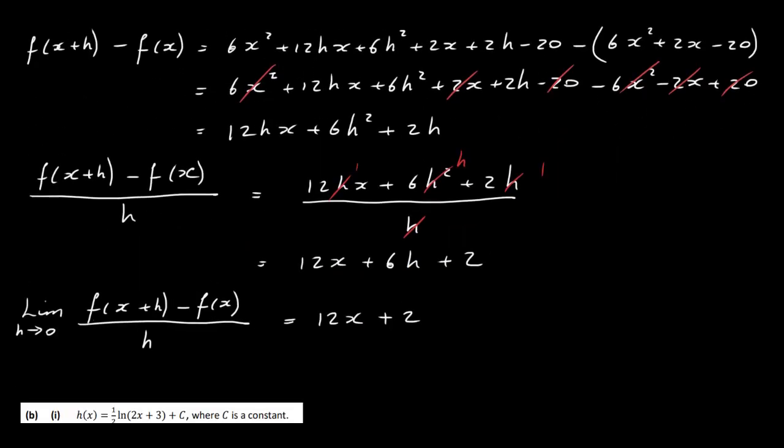by differentiating by rule. Okay, so the second one then is where we have h of x is equal to half log (2x plus 3) plus c, where c is a constant. Find h prime x, the derivative of h of x. So let's do that. We want h dash x here.